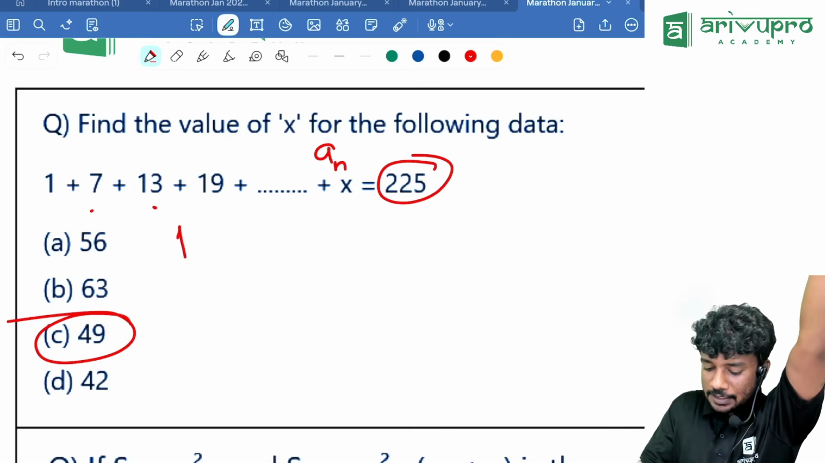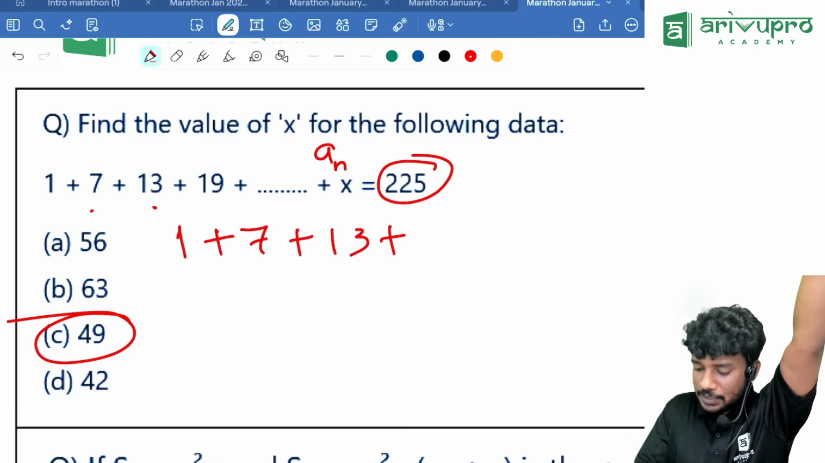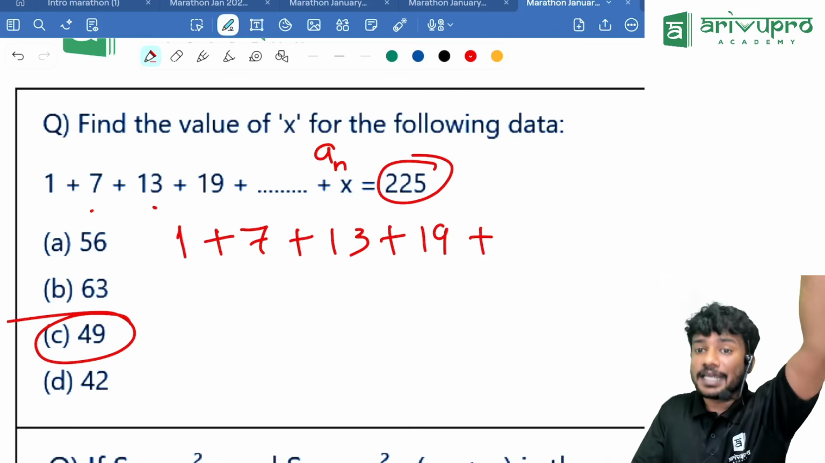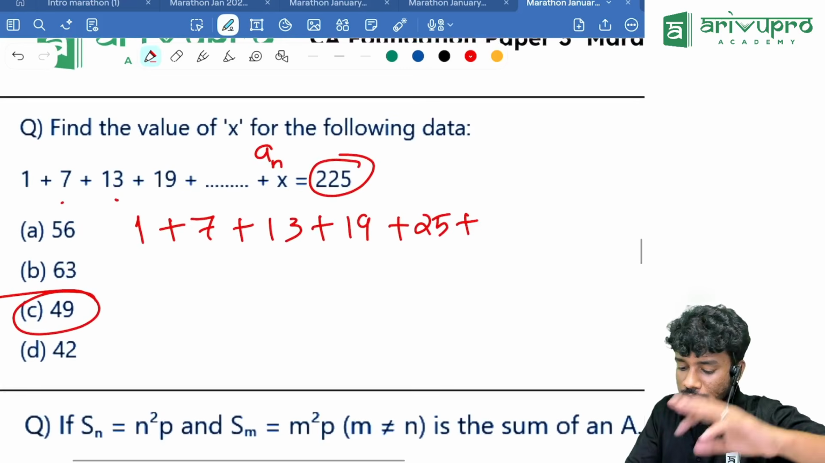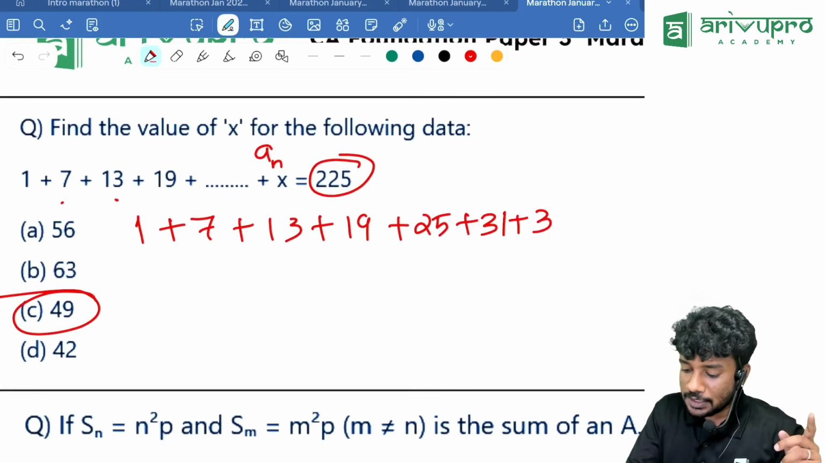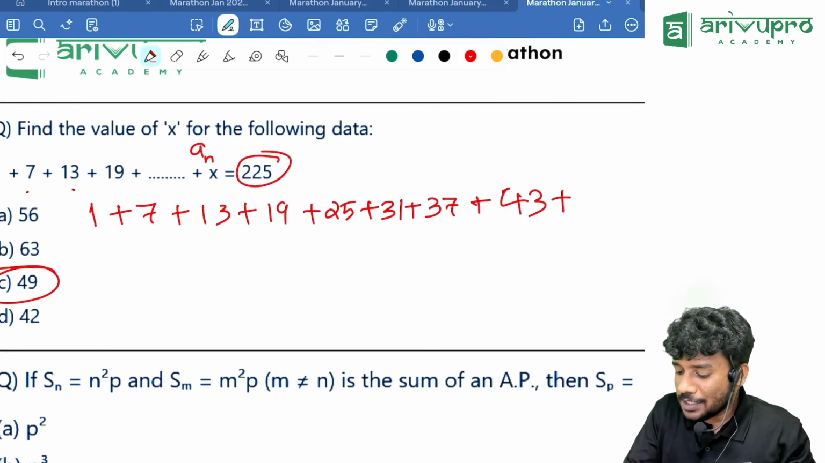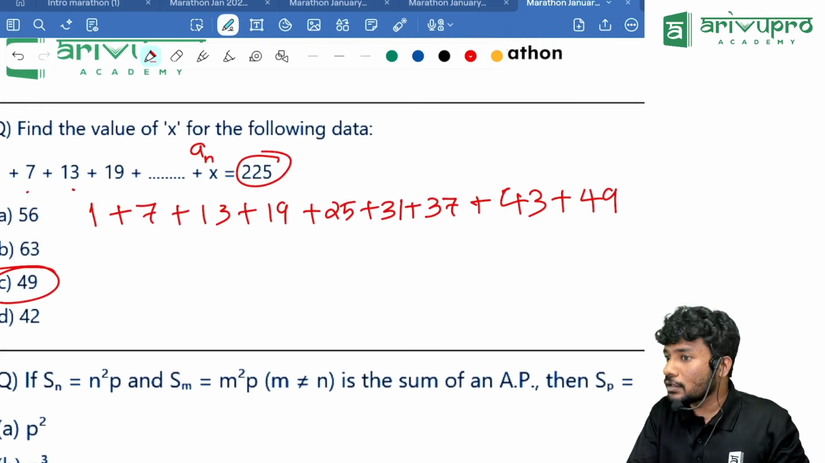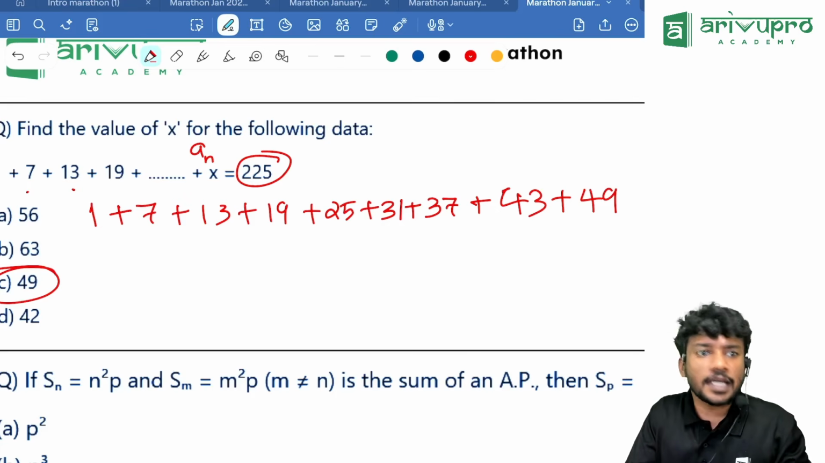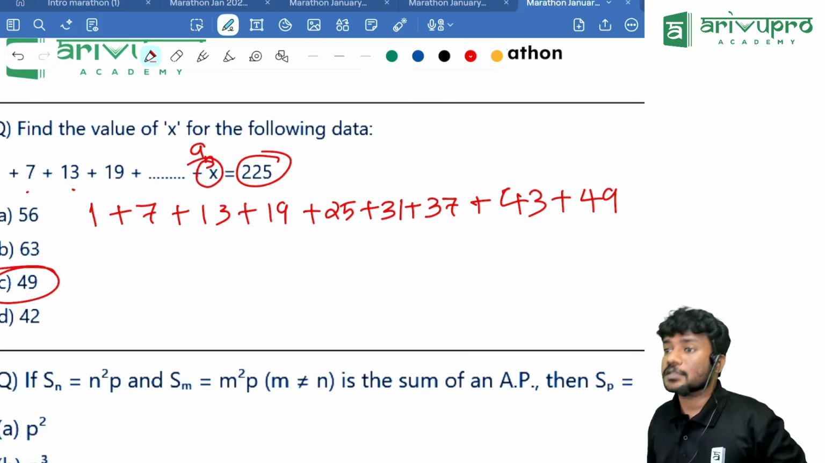Take your calculator, type 1 plus 7 plus 13 plus 19 plus, next number is how much? 25 plus 31. Next number is 37. Next is 43. Next is 49. When you add 49, you are getting the answer. Yes, that means that is the x value. The x value is nothing but 49.